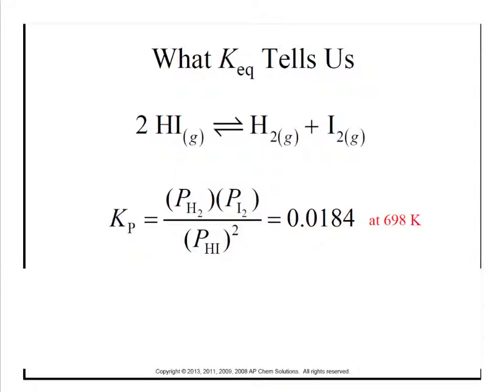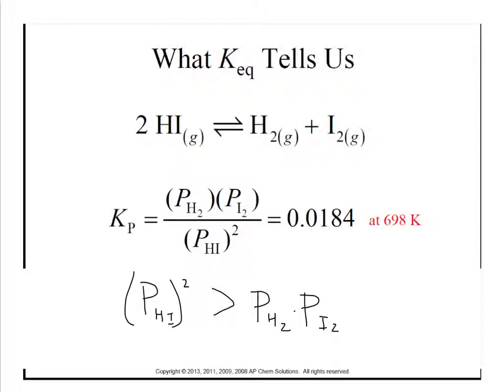Now let's think about this in terms of math. If we have a number like this, that number is less than 1. What does that tell us about the respective values of the products and the reactants? Well, if we've got a number that's less than 1, it means the number of our reactants is going to be higher. So the number on the bottom is larger, which means that the pressure of HI squared is going to be greater than the pressure of H2 times the pressure of I2.